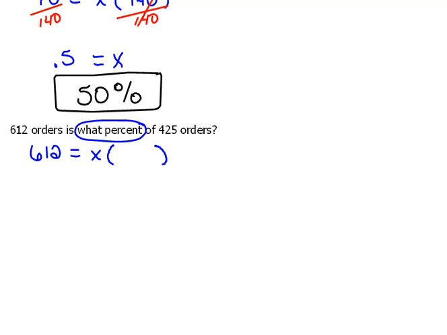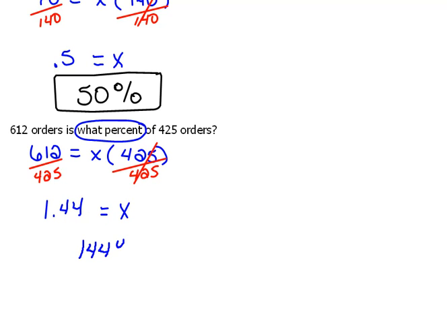Of means multiply 425. So now in order to solve for x, or to get that alone, instead of multiplying, we need to divide by 425 so that that is all by itself. And now over here on the right we have x equals, when we take 612 and divide by 425, we end up with 1.44. Now that is not the percentage, that is the decimal. So in order to change that to a percent, we need to move the decimal 2 places to the right. So our actual answer would be 144%.